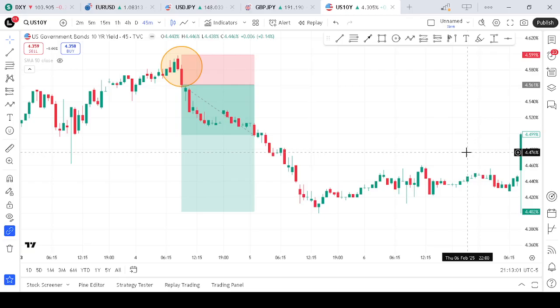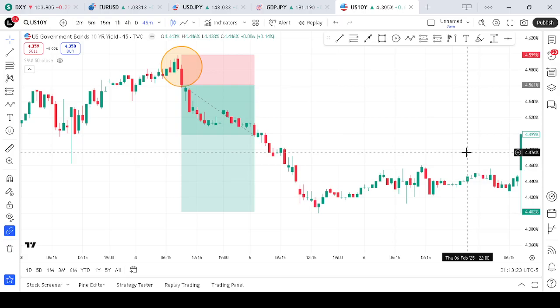Remember, position sizing remains critical to your success. Never risk more than 1 to 2% of your trading capital on a single trade, regardless of how convinced the pattern appears. This ensures that even a series of losses won't significantly impact your trading capital.